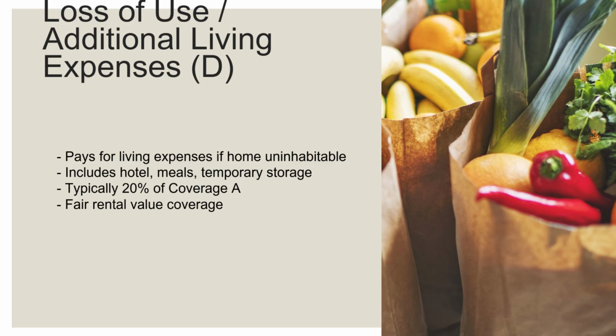Loss of use coverage helps maintain your lifestyle after a disaster. It pays for extra expenses when your home becomes uninhabitable due to a covered peril. Remember these points. What's covered? Additional living expenses include hotel stays, meals, laundry, storage, and other costs that exceed your normal spending.